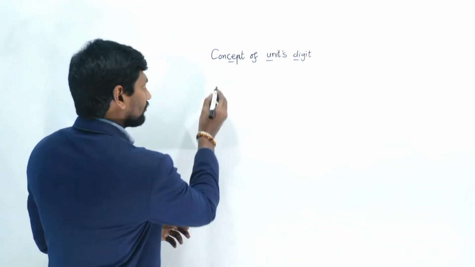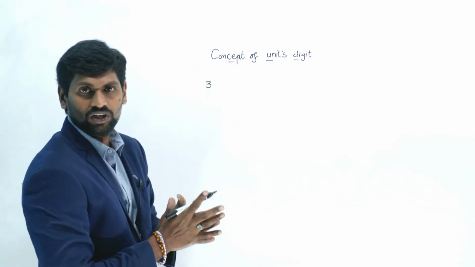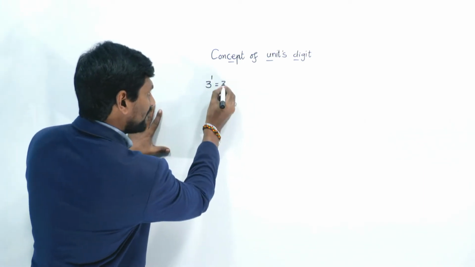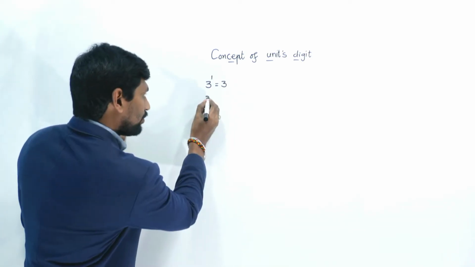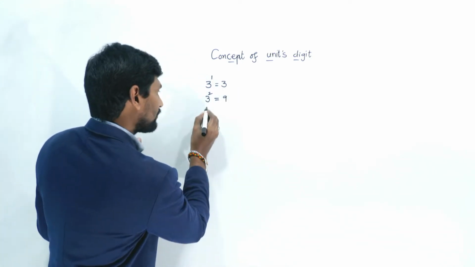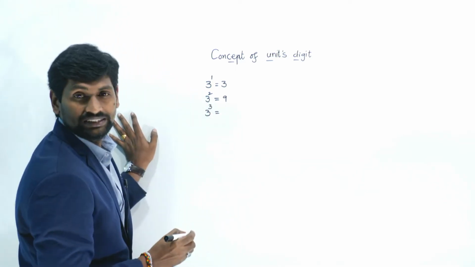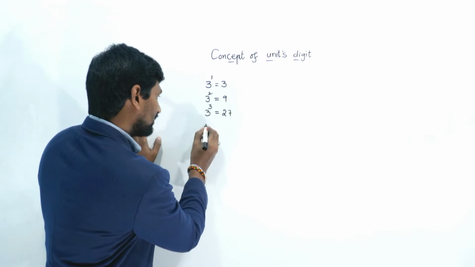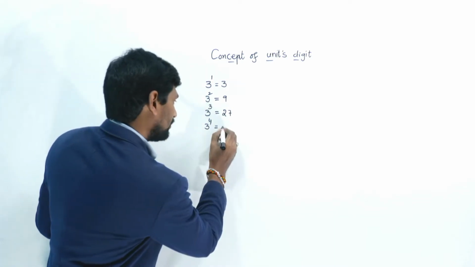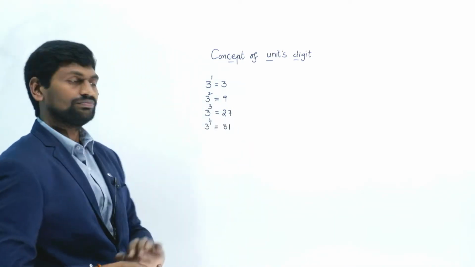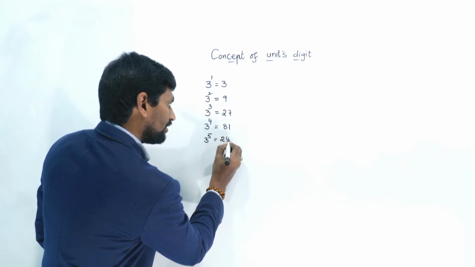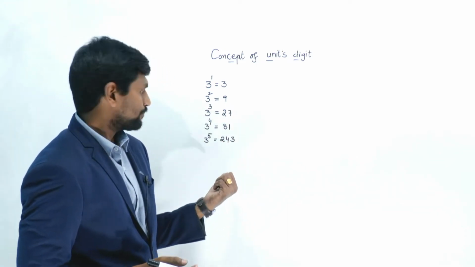So let us check for 3. What is the value of 3 power 1? 3 power 1 value is 3. 3 square means 3 into 3, which is 9. 3 cube value is 27. 3 power 4, 3 should be multiplied by itself 4 times, so it is 81. Now 3 power 5 value is 243. Am I right?